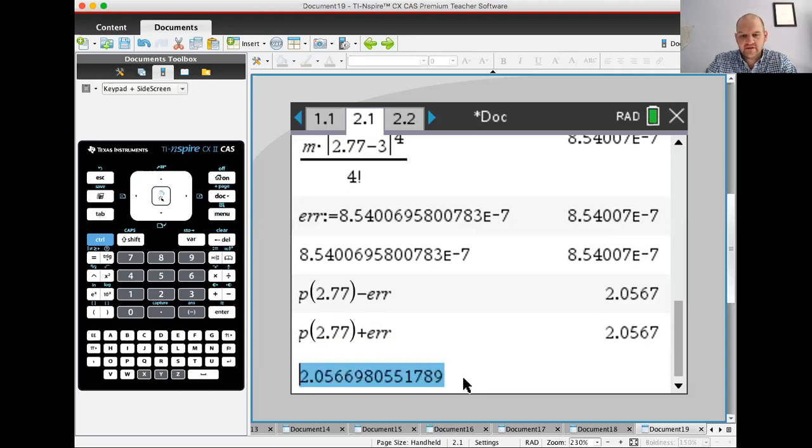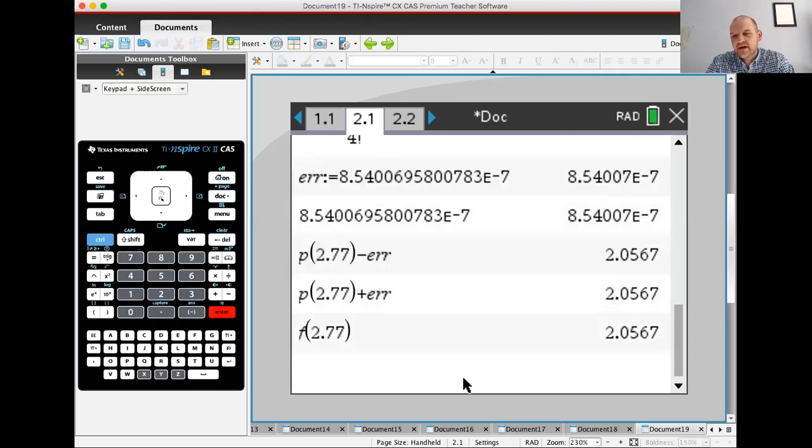All right, true value time. F of 2.77. Yeah, I mean, obviously. So it worked. So I'm going to say that f of 2.77 is approximately 2.0567. And it worked. And then let's go back to the notes. It worked. So you can see it.